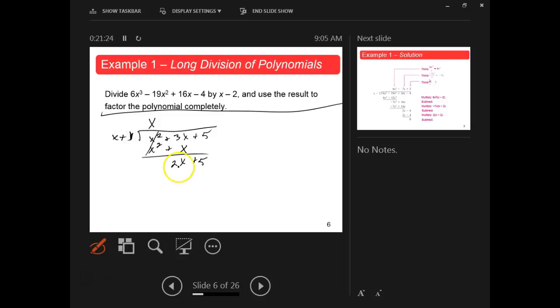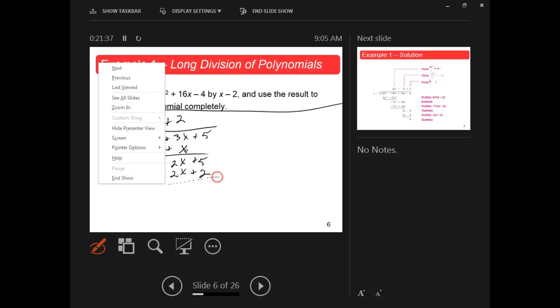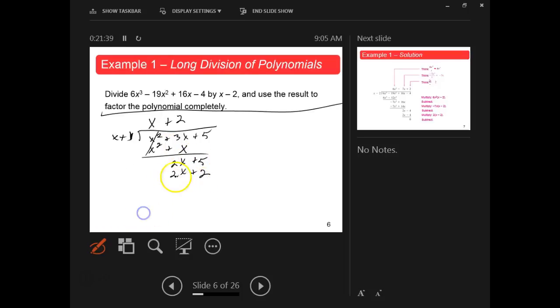Okay, x will go into 2x plus 2 times. Then you do what? Multiply, and that gives you 2x plus 2. And then you subtract. That goes away, and that leaves you a remainder of 3.